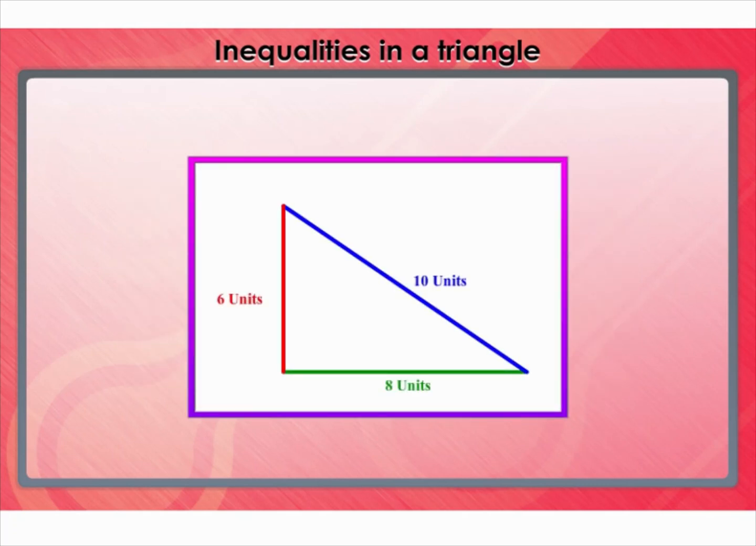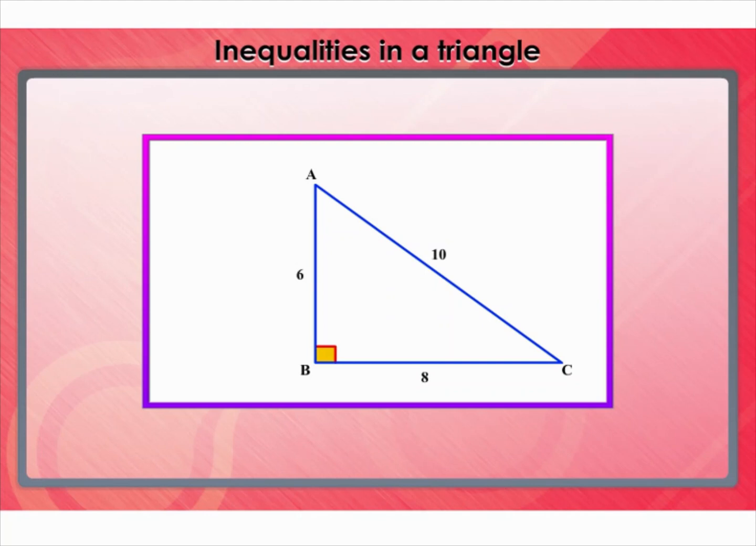Let's draw a triangle of length 6, 8 and 10 units respectively. What type of a triangle is this? Yes, it's a right-angled triangle. Let's name this triangle as ABC. Observe the triangle and its angles measured here.